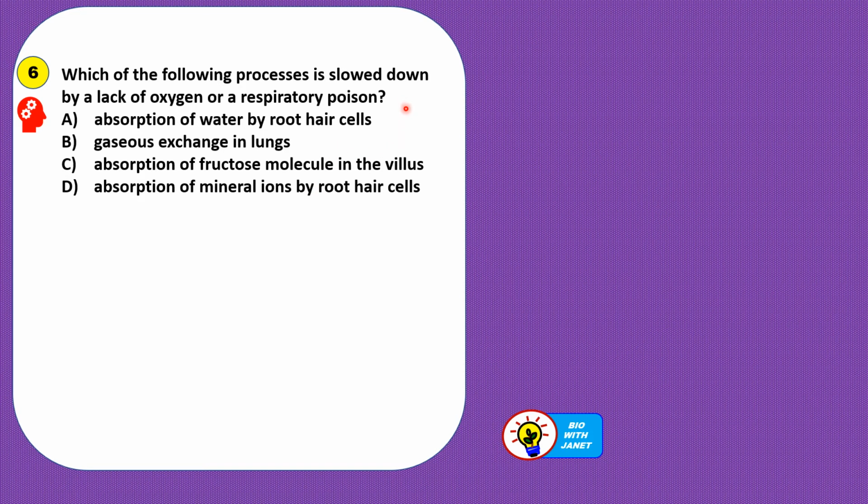Question 6. Which of the following processes is slowed down by a lack of oxygen or by a respiratory poison? A. Absorption of water by root hair cells. B. Gaseous exchange in lungs. C. Absorption of fructose molecule in the villus. And D. Absorption of mineral ions by root hair cells.